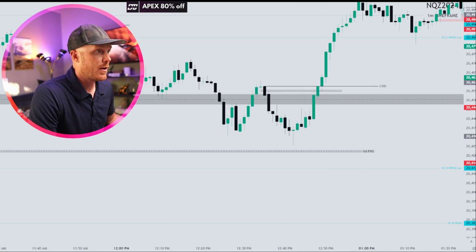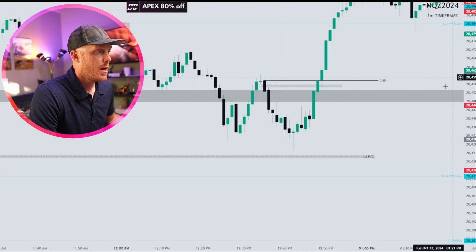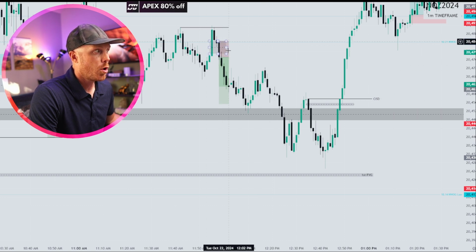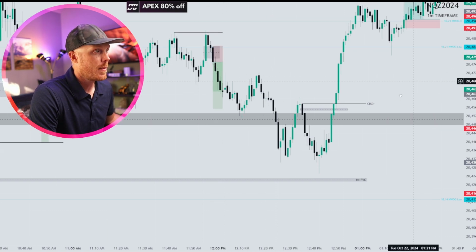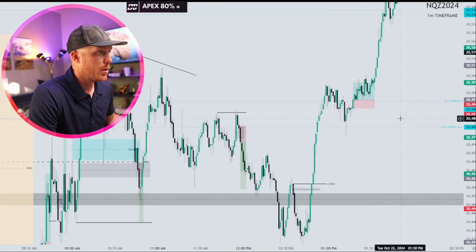We would have seen it found support on our inversion fair value gap, and we could have taken a long right there. That would have been the cleanest setup so far. And it would have made sense as we began to start seeing better price action or our trade setups actually play out. Now, this is probably the best trade of the day that I would have taken.